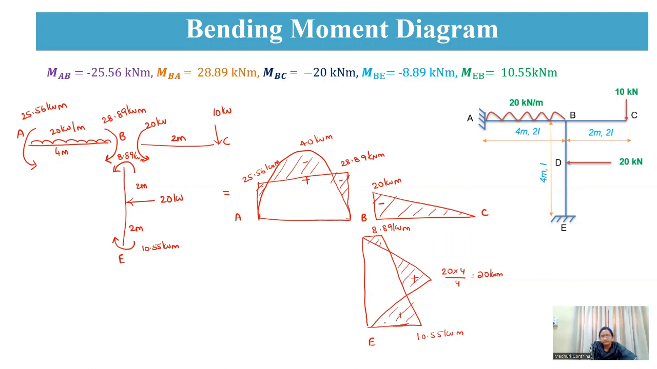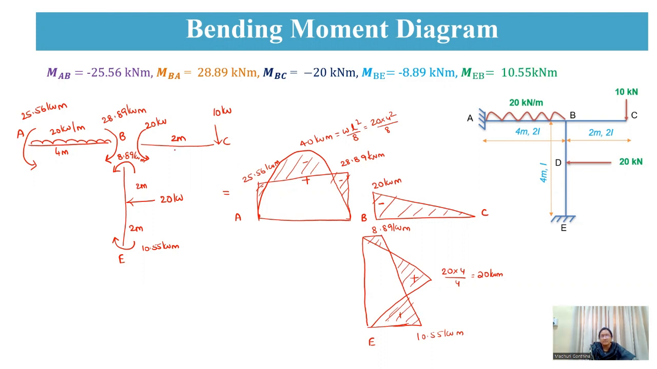So here once again we'll see AB. First, due to the UDL, we just draw the simple bending moment diagram, that is WL square by 8. So that is 20 into 4 square by 8, as we are treating it as a free bending moment diagram. And due to these end moments, we got a hogging moment. So the intersection of these two is going to be the resultant bending moment diagram for AB span.